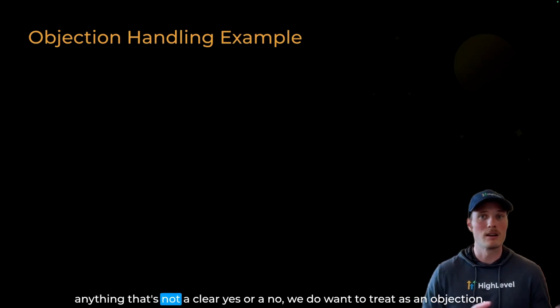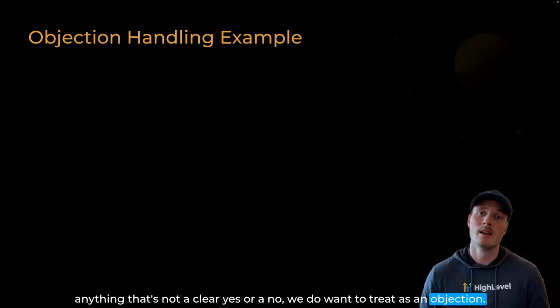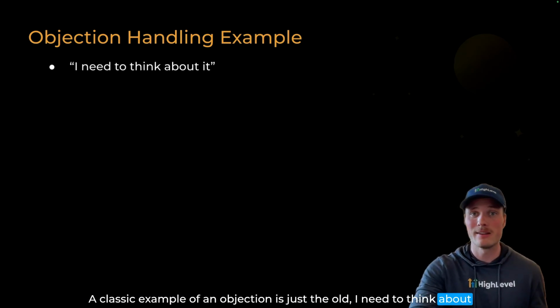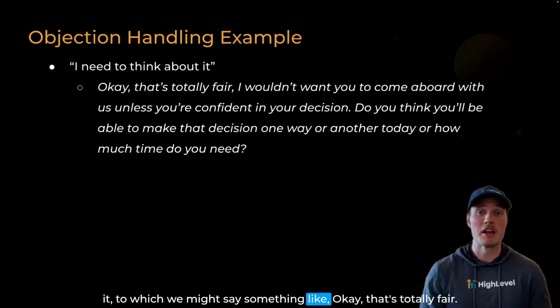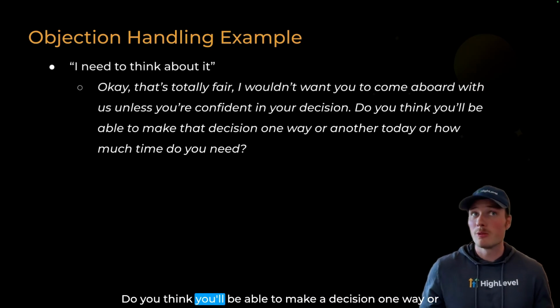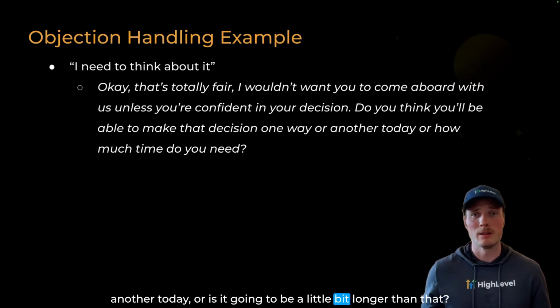But anything that's not a clear yes or a no, we do want to treat as an objection. A classic example of an objection is just the old, I need to think about it, to which we might say something like, okay, that's totally fair. Take all the time that you need. Do you think you'll be able to make a decision one way or another today, or is it going to be a bit longer than that?